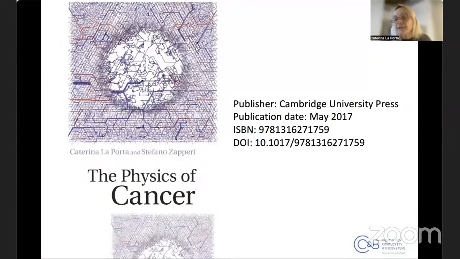And we also, me and Stefano Zapperi, believe a lot in this multidisciplinary, interdisciplinary new field, and we have written this Physics of Cancer that was published by Cambridge University Press. I really recommend it if you come from a biological discipline and you want to understand much more about the new quantitative strategies, or vice versa.